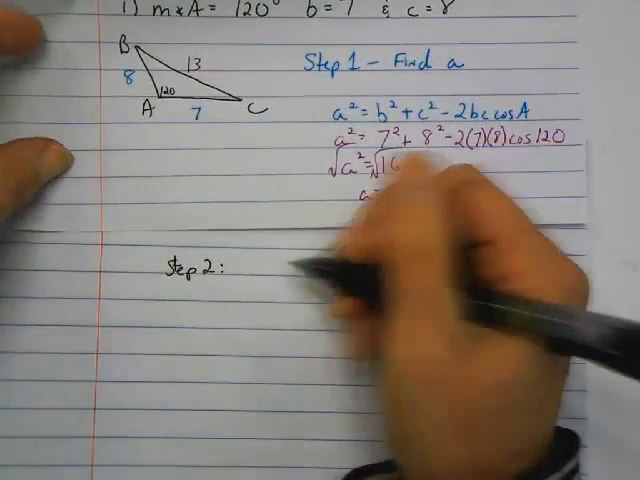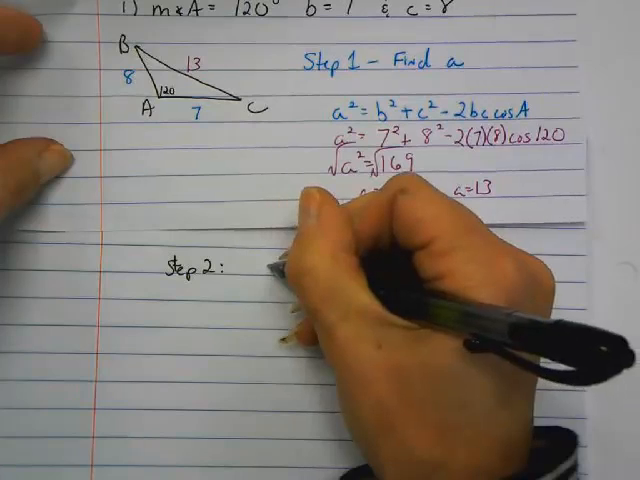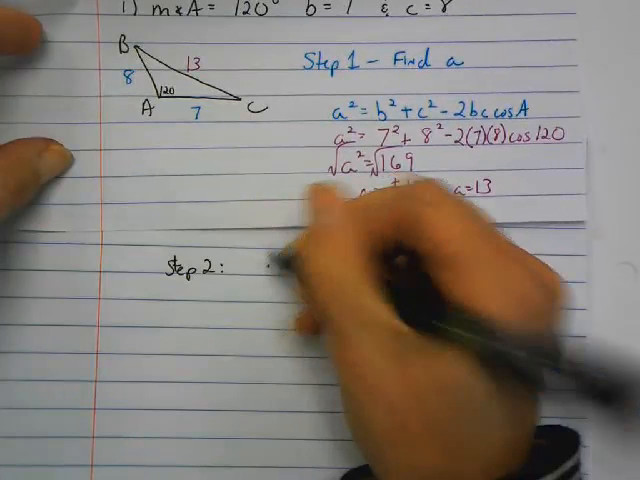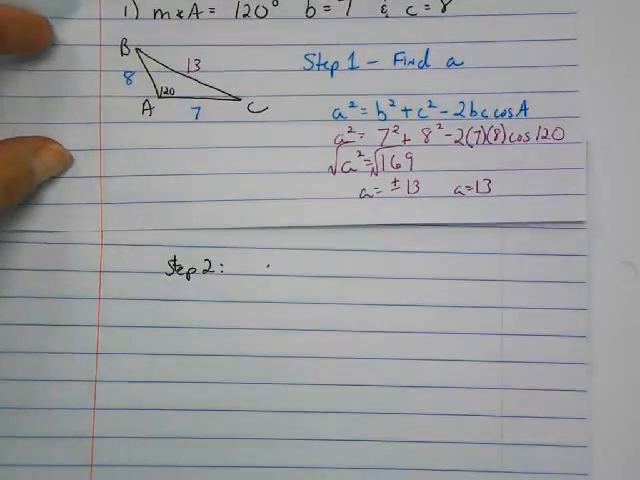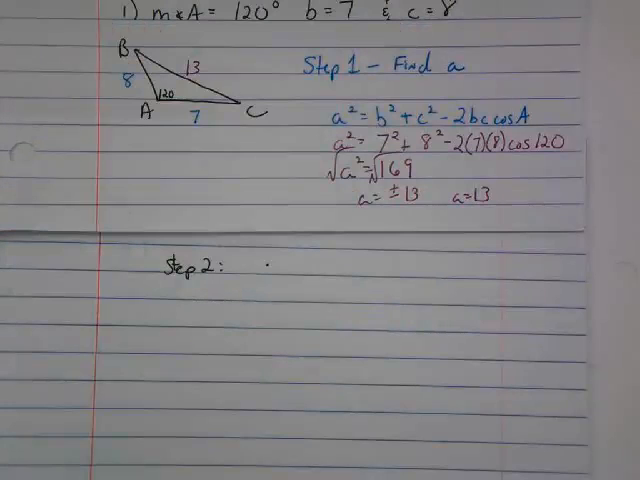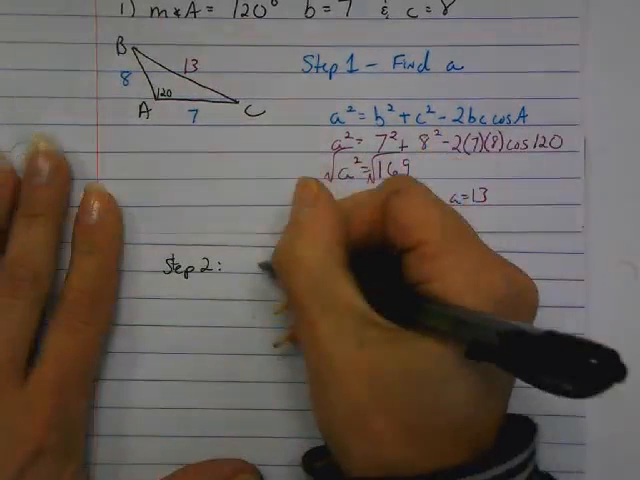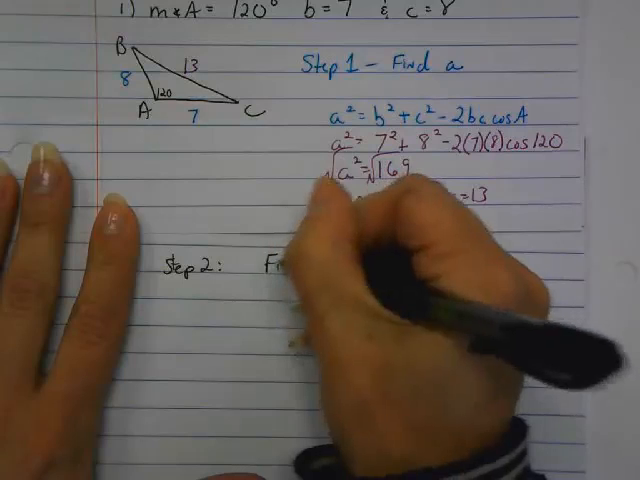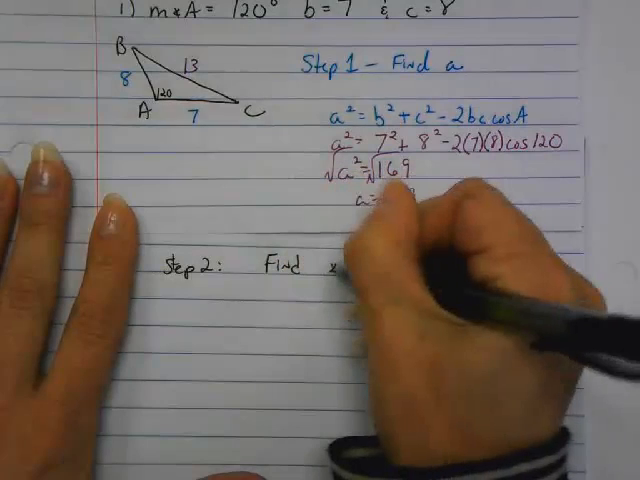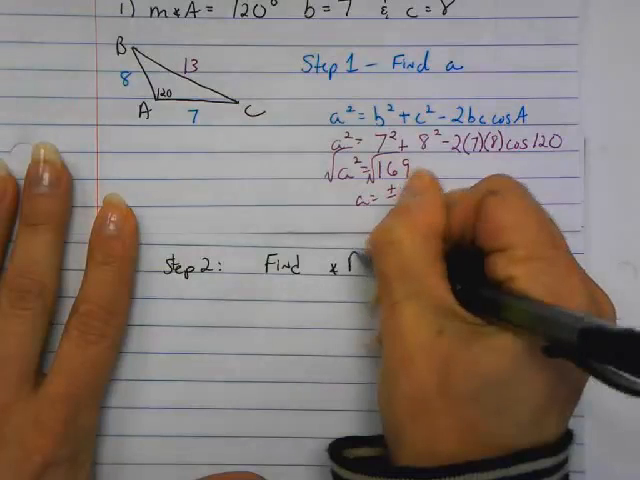So the law of sines is little b over the sine of B is equal to little a over the sine of A is equal to little c over the sine of C. This should be a B. Alright, so do I know little a? Yes, I do. I know that little a is 13, over the sine of 120 is equal to little b, which is 7, over the sine of big B.